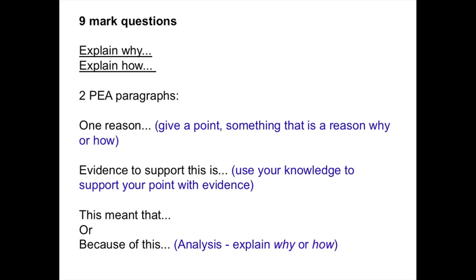The guidance you've been given for answering 9-mark questions says that you should expect an explain why or explain how question. You need to aim to write 2 PEA paragraphs. So give a reason, make a point. Give some evidence to support your point. As you don't have a source, this evidence comes from your knowledge. And then your analysis is this means that or because of this. Remember, you're explaining why or explaining how.